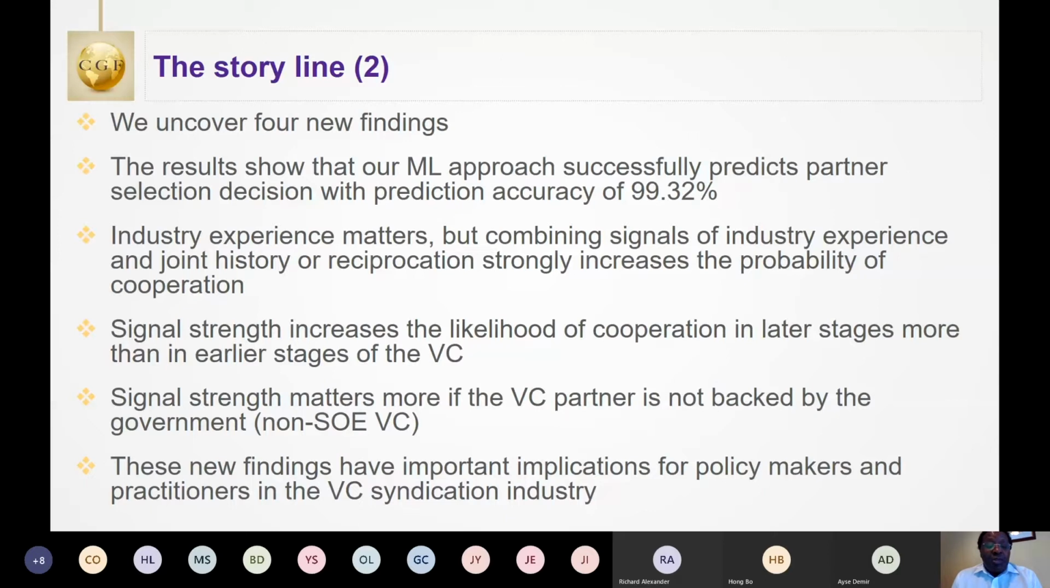And we argue that these new findings have important application in terms of guiding firms on A, if they are leading, how to select a partner, B, if they are partners, how to evaluate the leading firm, and C, if they are just looking for financing, how to see the dynamics between the leading firm and the partner firm. Okay.